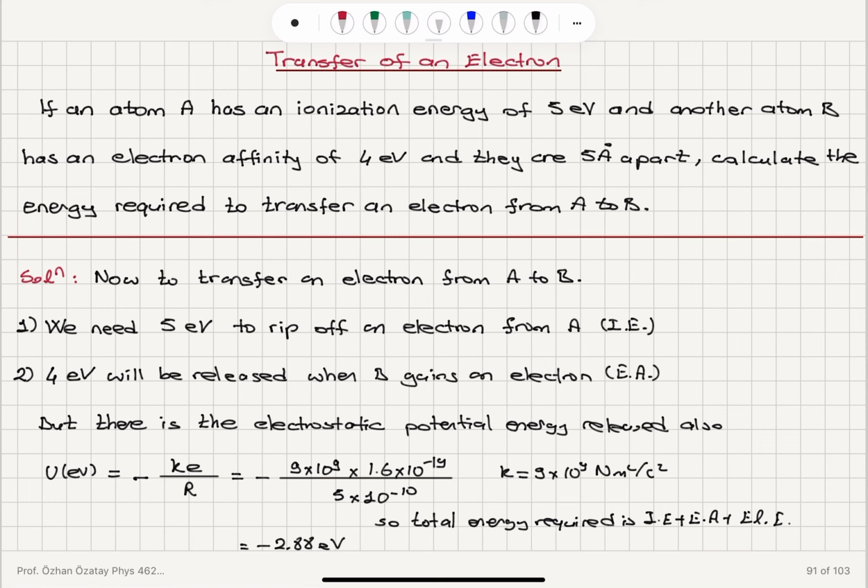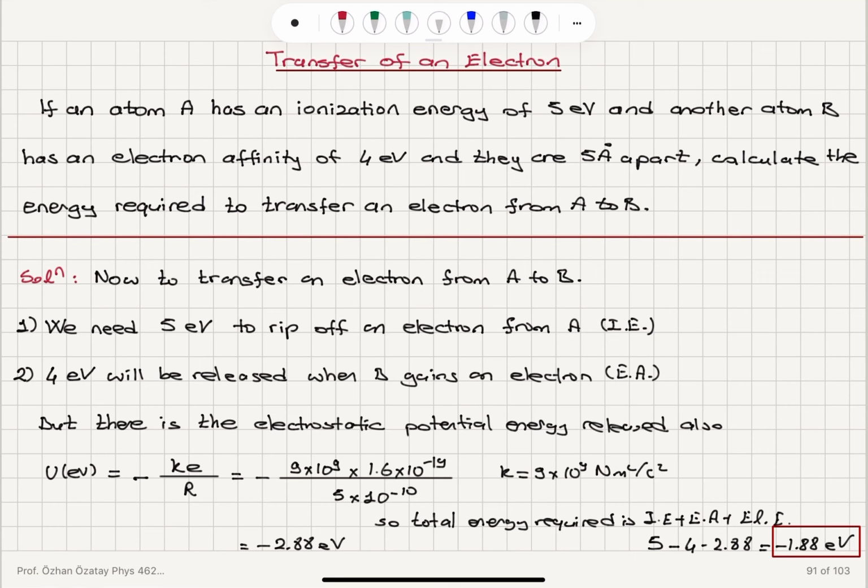This total energy required will be 5 electron volts to rip off the electron, 4 electron volts released when gaining an electron, and also 2.88 electron volts is released when bringing these atoms together to a 5 angstrom distance from infinity. So that's 5 minus 4 minus 2.88, which means minus 1.88 electron volts. So when the task is completed, we will have 1.88 electron volts released in this process.